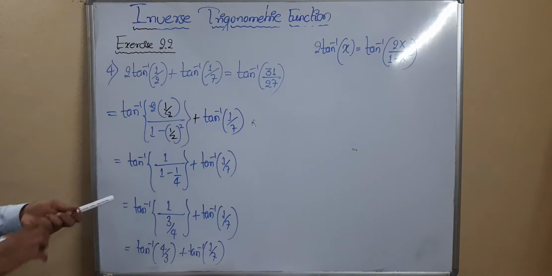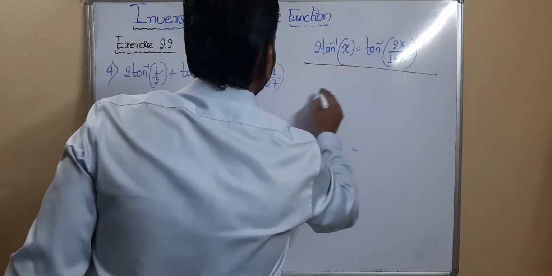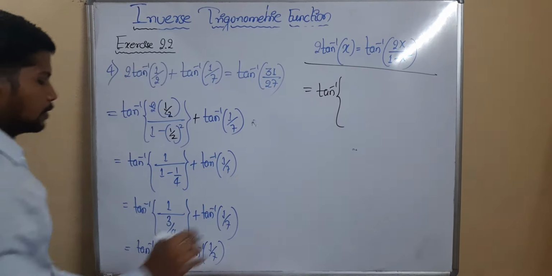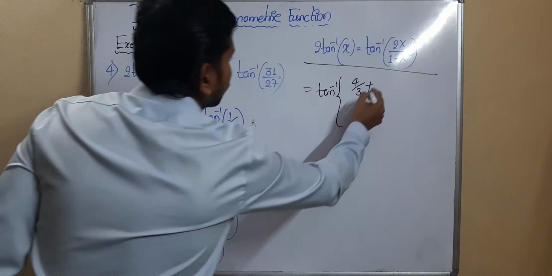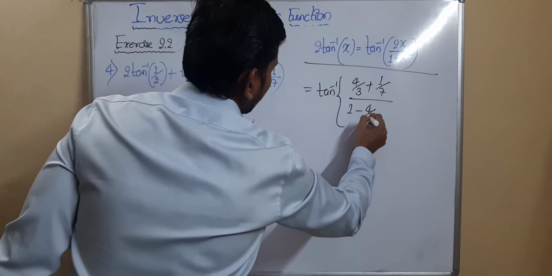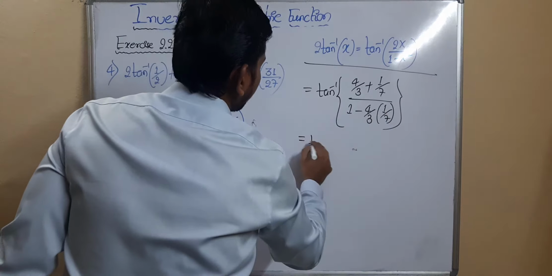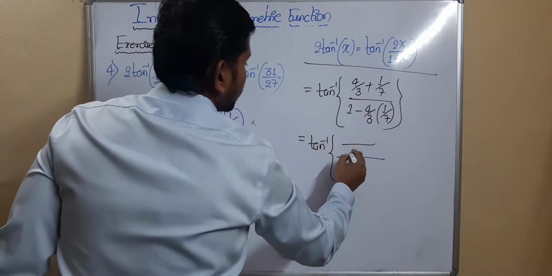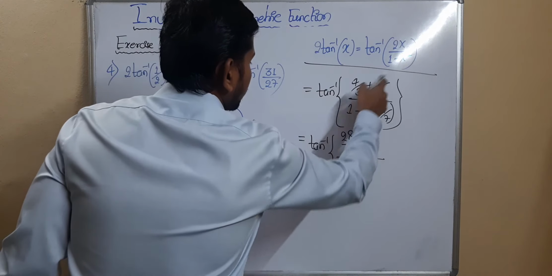Again I need to apply the formula for tan inverse of x plus tan inverse of y. It will be tan inverse of x plus y divided by 1 minus xy. What is the x value? Yes, 4 by 3, plus y value 1 by 7, divided by 1 minus 4 by 3 into 1 by 7. Now it will be tan inverse of, what is the LCM? 7 into 3, 21. 7 fours are 28 plus 3 ones is 3.